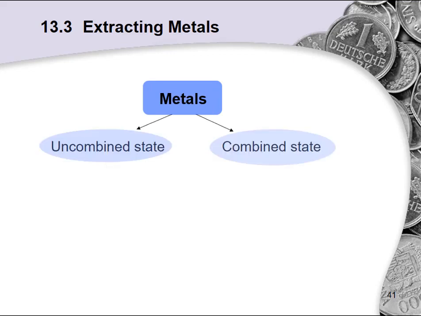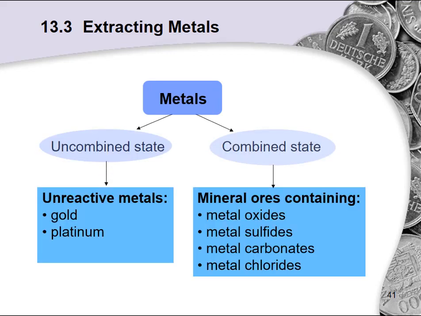Now, metals can exist in uncombined states or combined states. In uncombined states, they are basically the unreactive metals like gold and platinum. Because they are unreactive, they don't react to form compounds easily, and hence they can be obtained from the ground in uncombined state. To get gold, you probably just need to dissolve away the sand and melt down the gold in order to get the gold itself. There's no need for any chemical reactions.